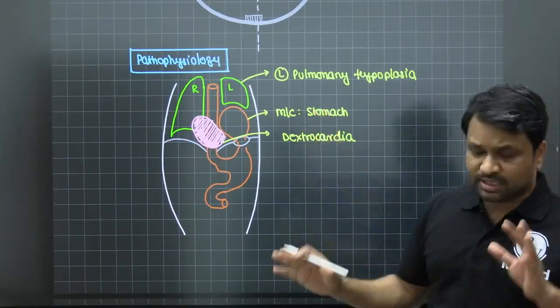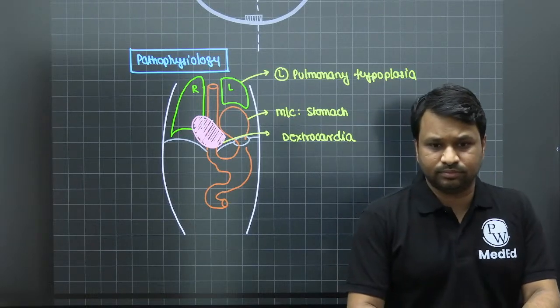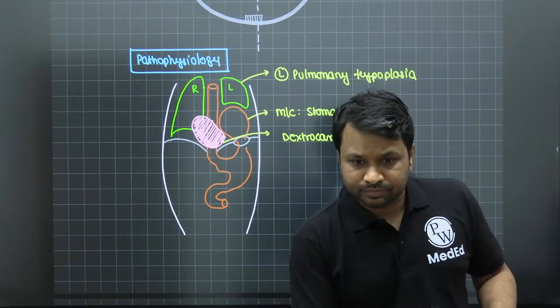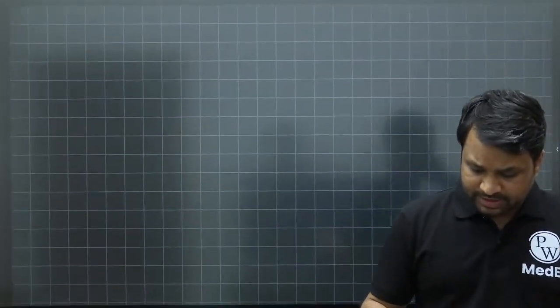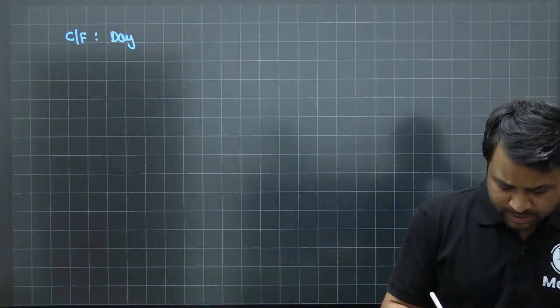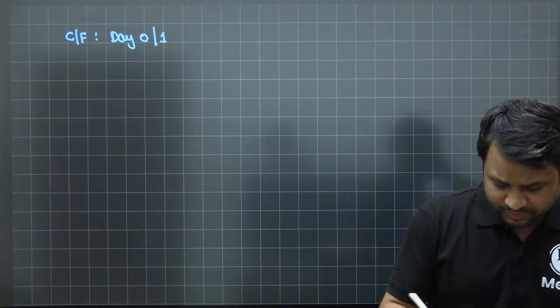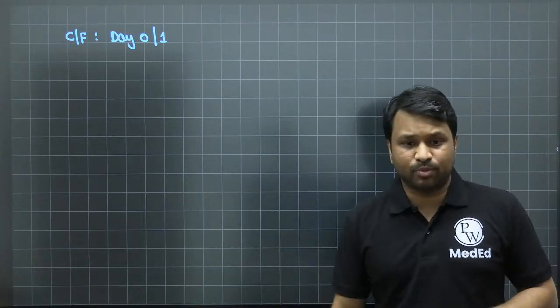So, if we take this whole context into consideration, let's see how these babies will present to us. So, we talk about the clinical presentation. Now, these babies are usually going to present on day 0, day 1 of life. They can be diagnosed antenatally also, but let's say the baby is born with that.